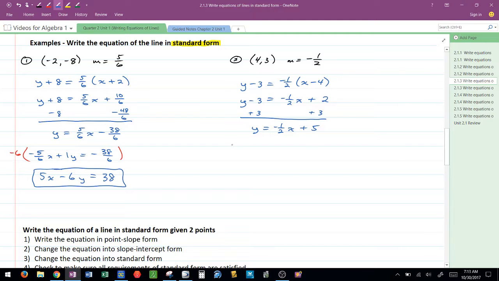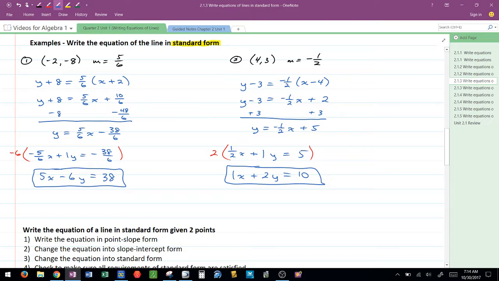Move the x over, so I'm going to have a positive 1/2 x plus 1y is equal to 5. It's plus 1y. All right, a is positive here, so we're good, but we still have a fraction. I'm going to have to multiply everything to get rid of that fraction. Multiply everything by 2. All right, so that leaves me with 1x plus distributing 2y equals 10. This is the equation in standard form.